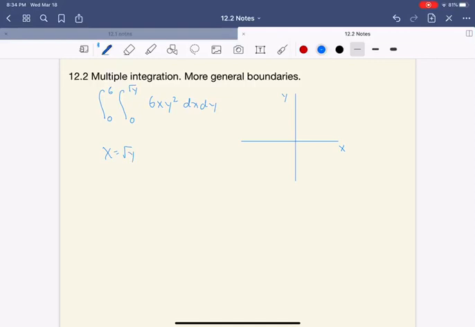Okay, and we can take that y is greater than 0, because it's between 0 and 6. That's equivalent to y equals x squared. And that works because y is greater than or equal to 0.